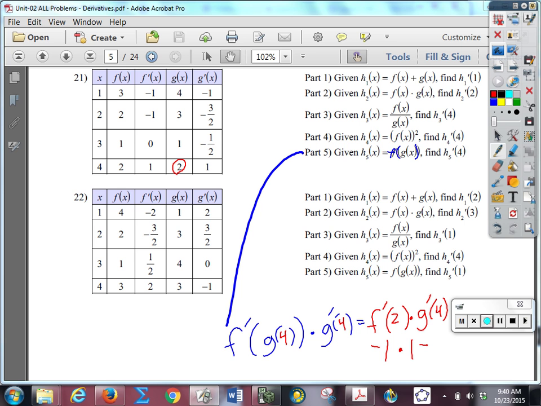Negative 1. But you just kind of have to get used to doing it symbolically. You know that it's the derivative of the outside times the derivative of the inside, or the chain rule, or the product rule.